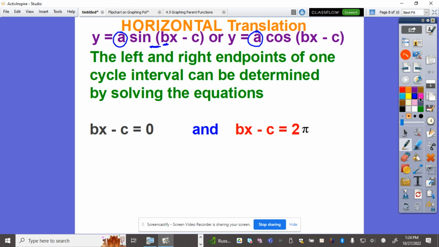Okay, so now let's find the horizontal translation. The left and the right endpoints of one cycle interval can be determined by solving the equation. So we take the quantity bx minus c and set it equal to 0. That's the initial endpoint on the left side. And same thing on the other side, bx minus c equals 2 pi. Solve for x, boom, and we get the movement of our function.